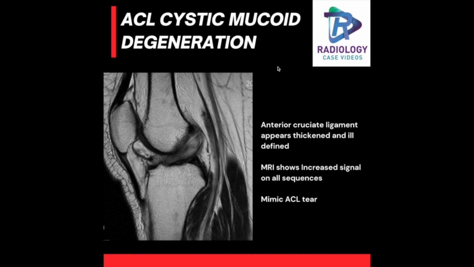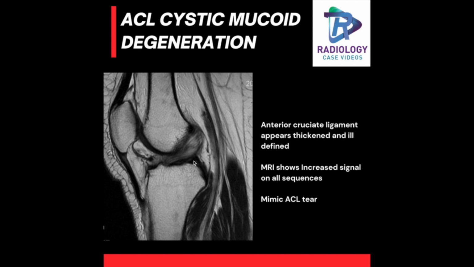The second flashcard is ACL cystic mucoid degeneration. The anterior cruciate ligament appears thickened and ill-defined. There will be increased signal intensity in all sequences on MRI. This mimics ACL tear. Mostly it is age-related degeneration.